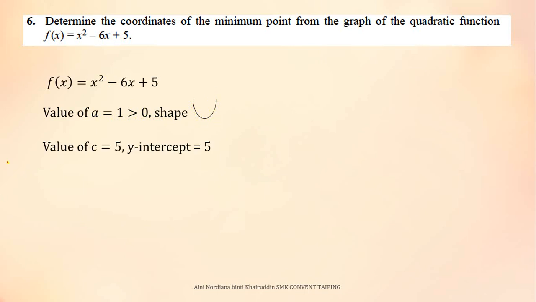So number 6, determine the coordinate of the minimum point from the graph of the quadratic function f(x) equals to x squared minus 6x plus 5. So this is the function. Since the value of a is equals to 1, which is greater than 0, then you know we will get the smile shape graph. Since c is equals to 5, so our y-intercept is 5. Then factorize this quadratic equation, then you get the value of x.